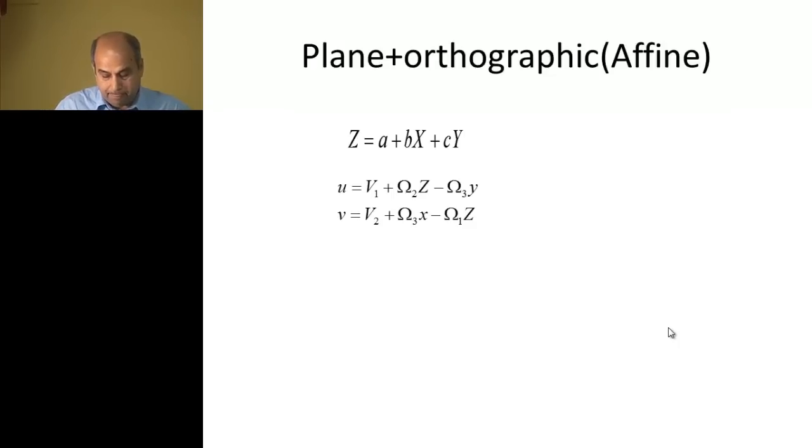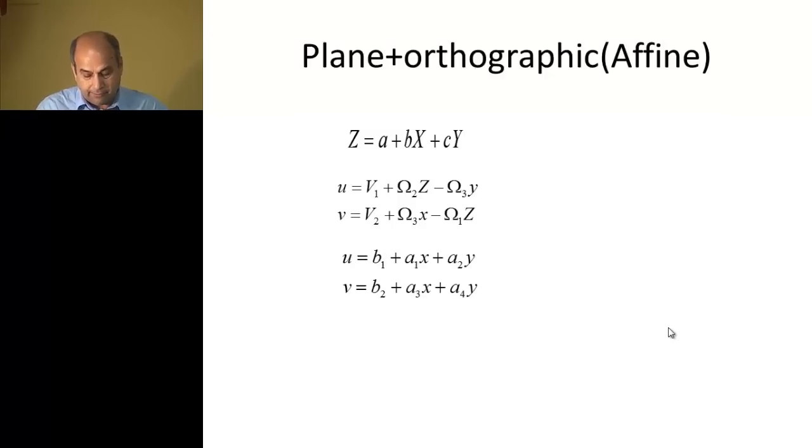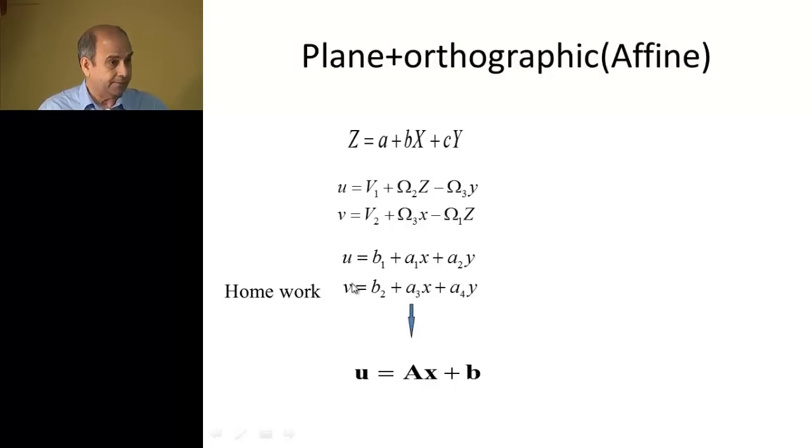So then we can take this equation for the orthographic projection as we did before. Then we can simplify it according to this, and you will do this in the homework. We can write down u is equal like this, v is equal like this, and this essentially is an affine transformation.